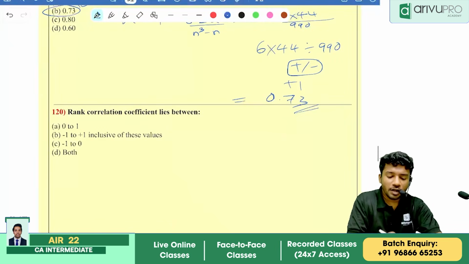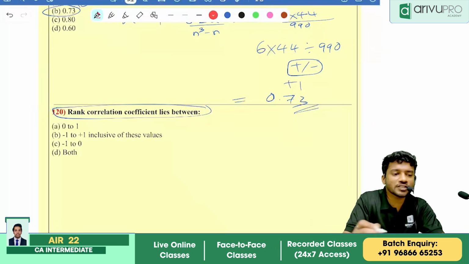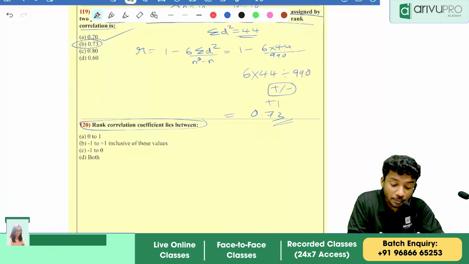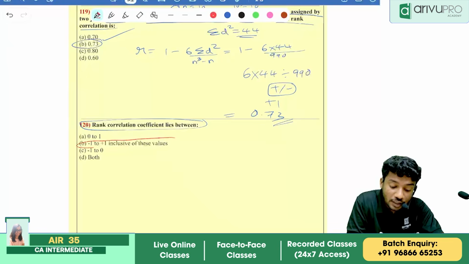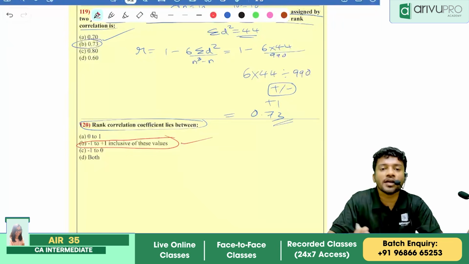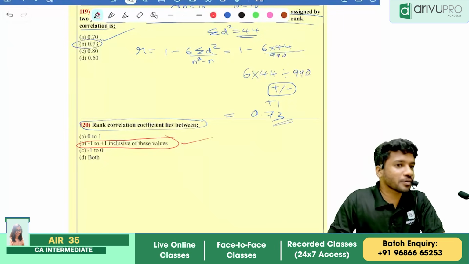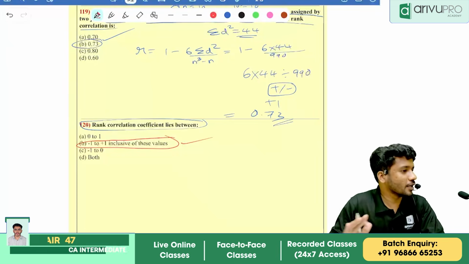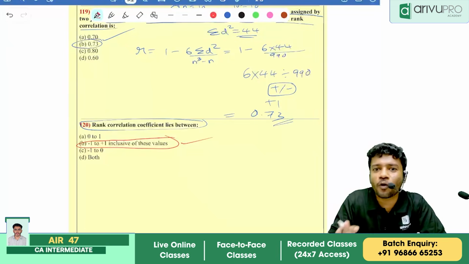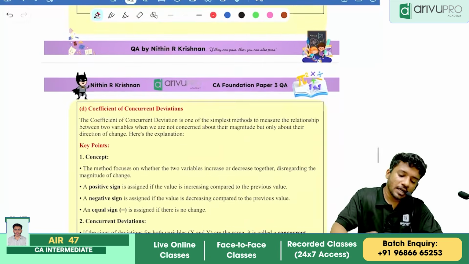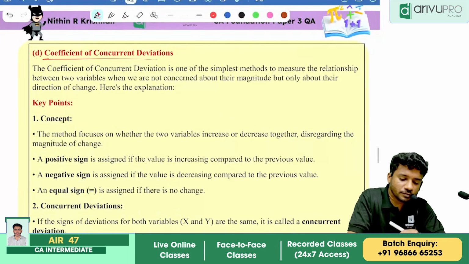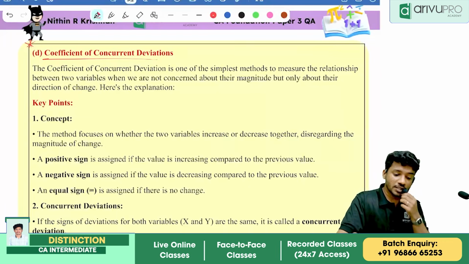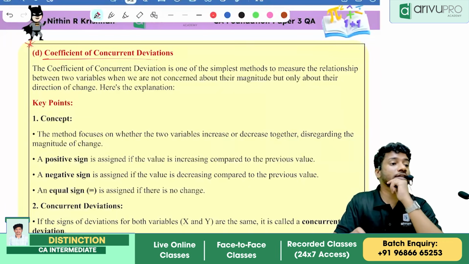Next one, people. Rank correlation coefficient lies between what and what? -1 and +1. Both are inclusive. Option B. At the end of the day, that person is what? Correlation coefficient. Whatever name he acquired, it doesn't matter. He is what? Correlation coefficient. Now, the last one. In recent years, most of the questions are from this coefficient of concurrent deviation.